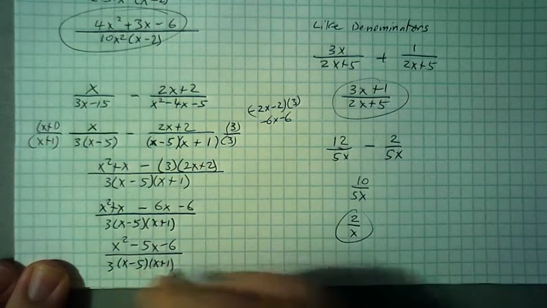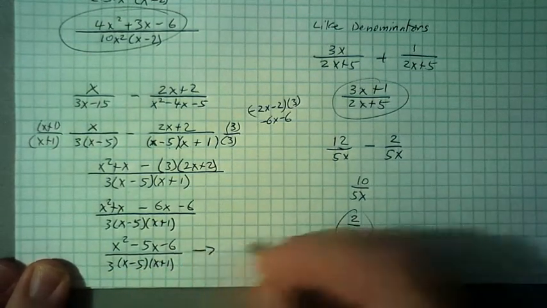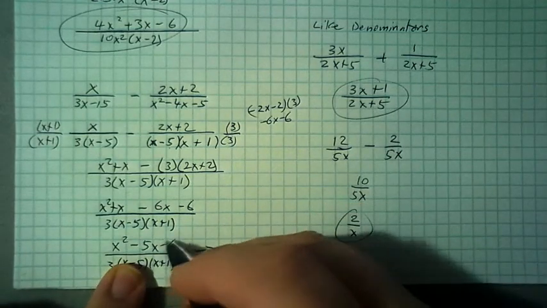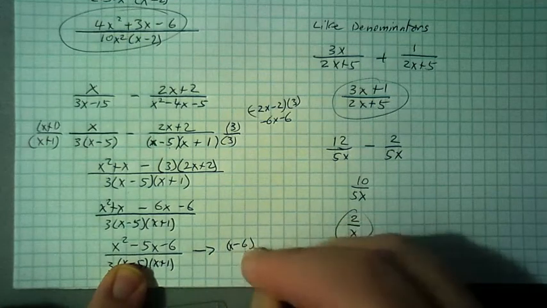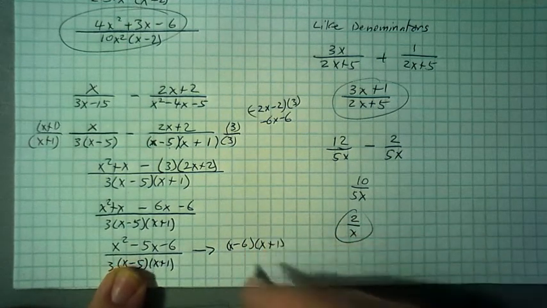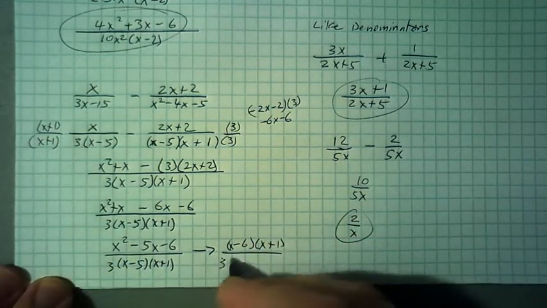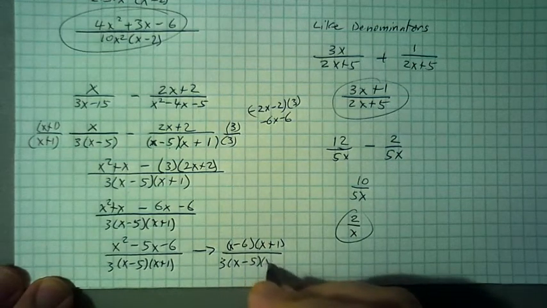X plus 1. I've reached the bottom of my paper, so I'll go this way. That's two numbers that multiply to negative 6 and add to negative 5: negative 6 and positive 1. So 3 times x minus 5 times x plus 1.